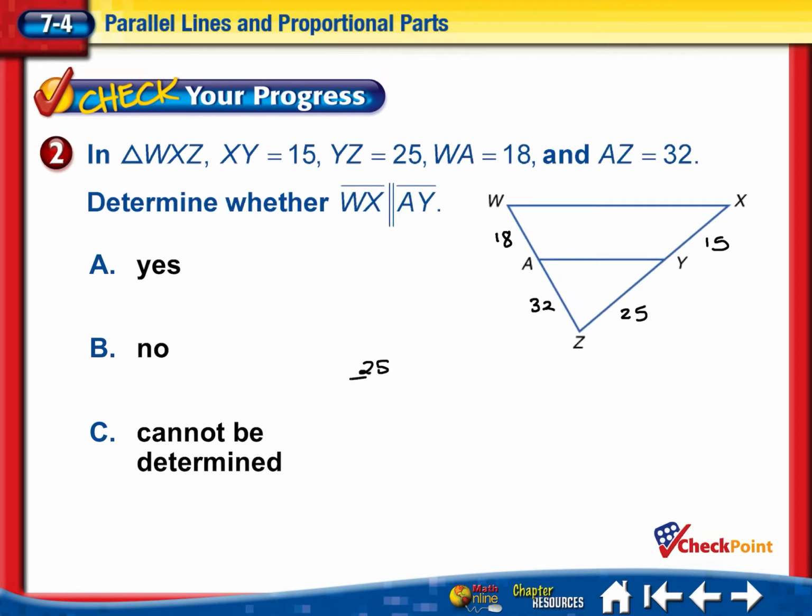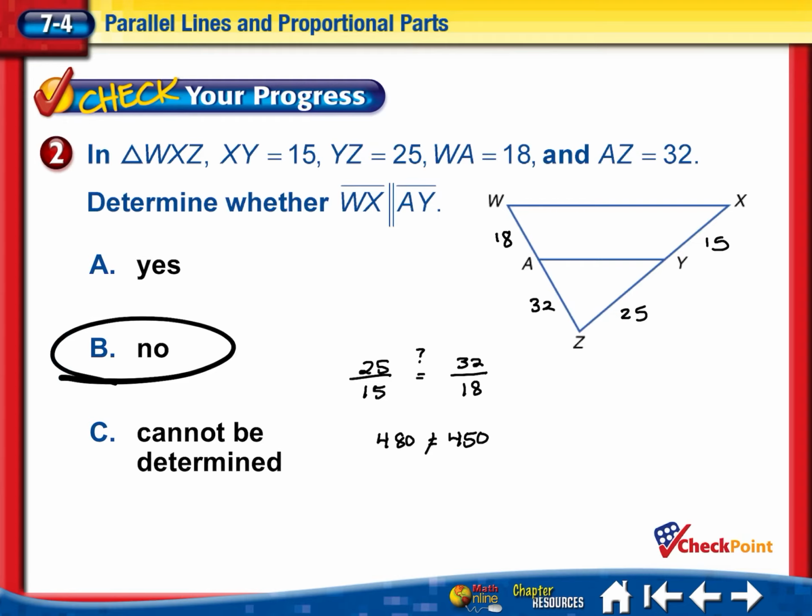So I'm going to do 25 over 15 is equal to 32 over 18. And again, question mark, because we're not 100% sure that it's equal since we don't have any variables to find. So if we go ahead and cross multiply, you could also just simplify your fractions, but I cross multiply. We're going to do 480 is equal to 450. That is not true, so they are not proportional.